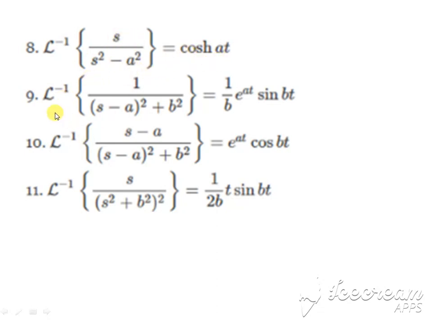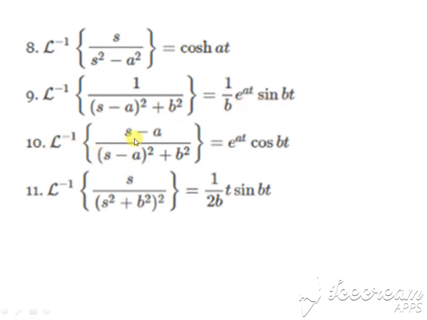So next one, L inverse of 1 by (s minus a) the whole squared plus b squared. Here s is shifted to s minus a, so we use the shifting formula e^(at). Neglecting this minus a, we have 1 by s squared plus b squared. In the numerator we need to have b. Here b is not there, so we multiply and divide by b. Finally the answer is 1 by b e^(at) sin bt.